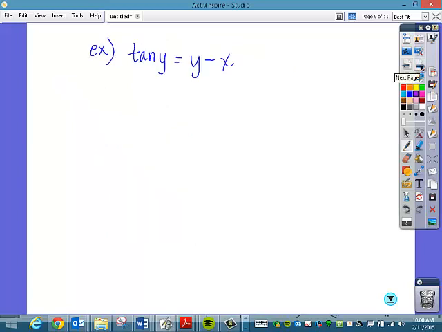Second example, tangent of y equals y minus x. Alright, so the derivative of tangent is secant squared. Keep the inside the same. And then you have to multiply by the derivative of the inside, which is 1 dy dx, equals the derivative of y is 1 dy dx, and the derivative of negative x is negative 1.